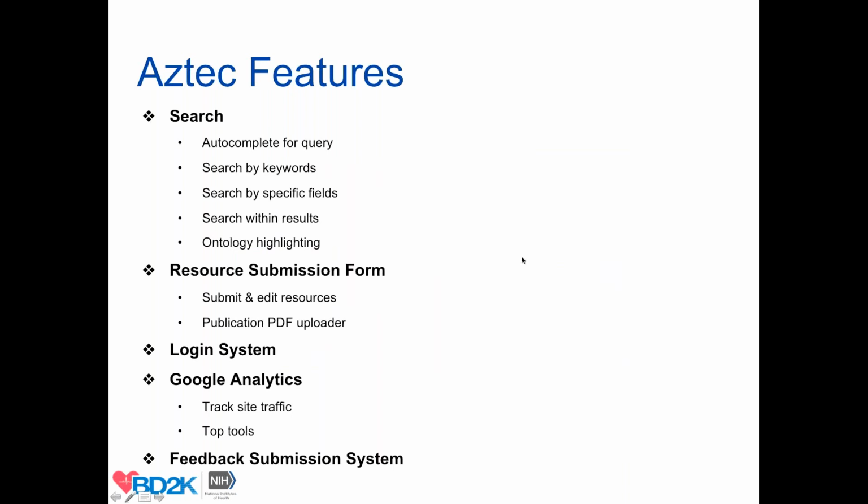Here are some basic features of our Aztec. First is, of course, the search. We can do auto-complete for query, and users can search by keywords, by specific fields within results. And we also have ontology highlighting function. Users can submit resources by themselves, and we have the publication PDF uploader. There's a logging system. We also use Google Analytics to track the site traffic and also the top tools. We have a feedback submission system.